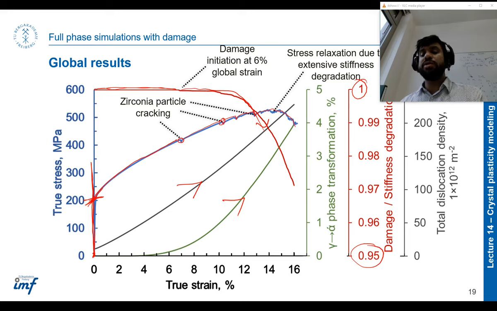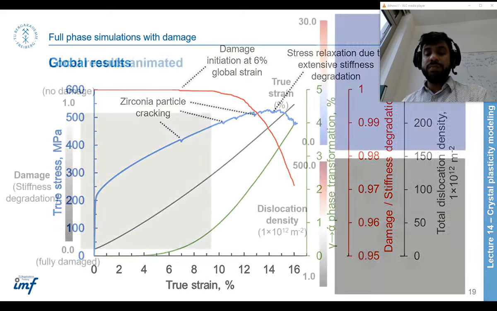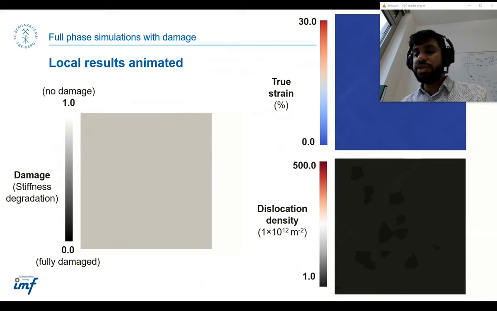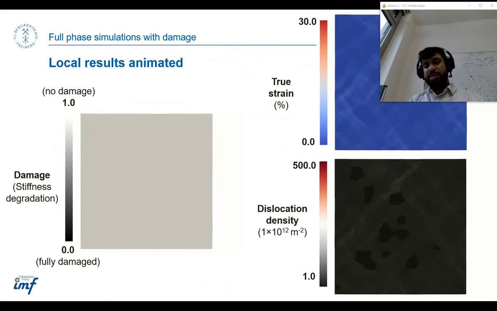Global processing means that we have averaged all the results, but that is not enough. So what we can also do is process these results locally, and that is what we did here. So we want to look at the results on every pixel and how they are evolving with time.